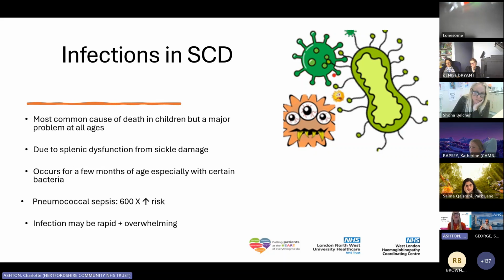And these are really nasty infections. So they're 600 times more likely to get pneumococcal sepsis, salmonella, meningitis, pneumonia. And these infections can be rapid and overwhelming.